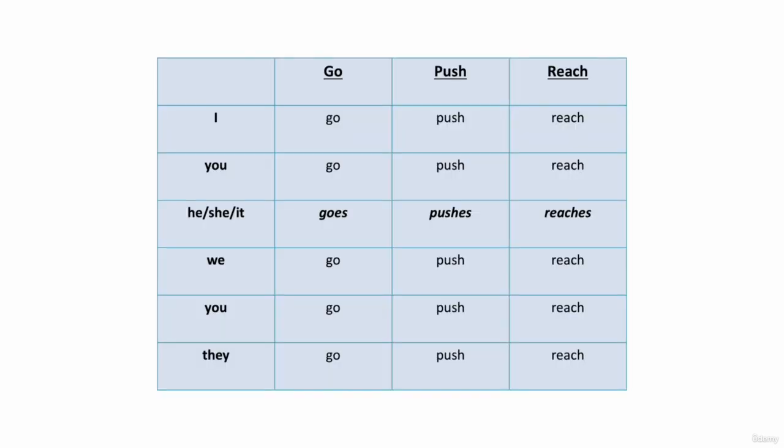Some verbs are irregular. So, if they end in O, CH, SH, TH, or SS, we add ES to the end of the infinitive form of the verb, for third-person pronoun singular still. For example, I go, you go, he goes, she goes, it goes. We go, you go, they go.